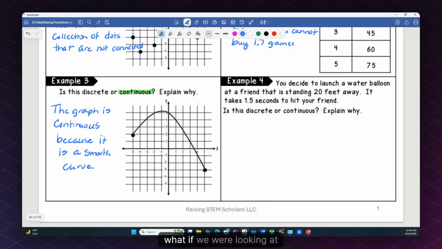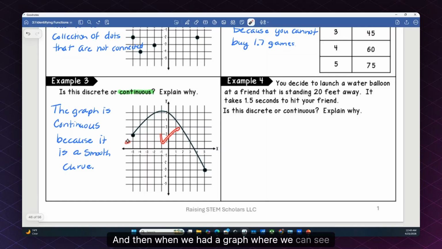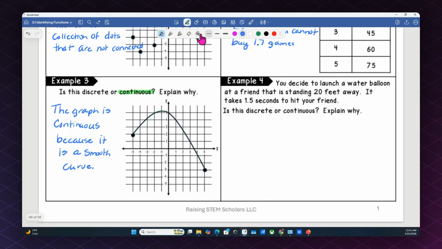Well, what if we were looking at something that's more like a word problem? So, this one here where we had dots, that was pretty easy. Where we had a data table, that was pretty easy. And then when we had a graph where we can see there's definitely a curve, that was pretty easy. But we can have a word problem. And so this makes it a little more complicated. We've got to read this word problem and try to decide all the things that it's telling us. So let's go in and start reading this.